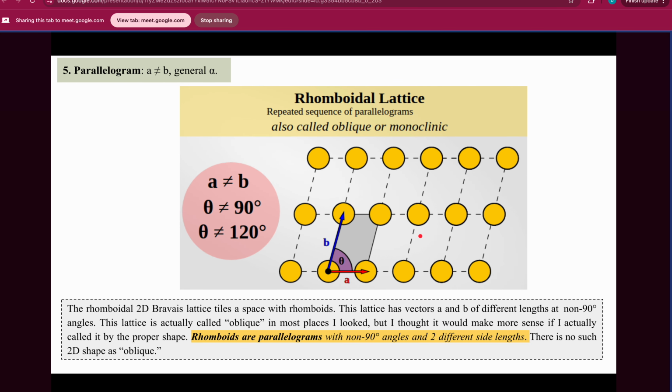And then ultimately we'll talk about the last one, which is the parallelogram, in which case A and B won't be equal to each other, and this theta angle won't be equal to 90 degrees or 120 degrees. Other than that, it can have any angle, which is a general angle. In some cases, it is also known as a rhomboidal lattice, or some papers call it oblique or monoclinic. Whenever you hear the word rhomboid, that means a parallelogram with no 90-degree angles and two different side lengths. In that case, these parallelograms are precisely called rhomboids. So this shows you the parallelogram.